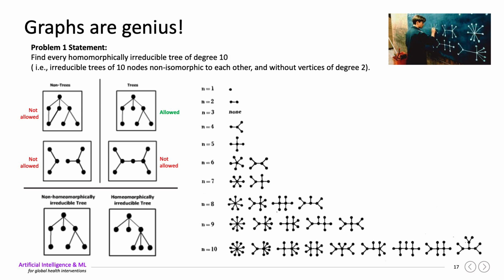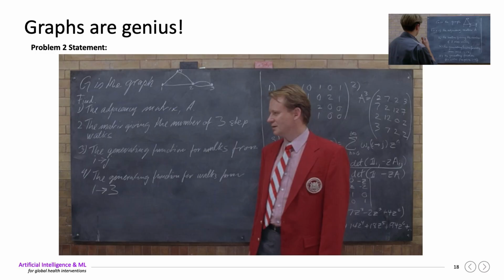And here is problem 2 in full. On the chalkboard, problem 2's statement reads, given a graph G, find the adjacency matrix A, find the matrix giving the number of 3-step walks, find the generating function for walks from point 1 to point J, and find the generating function for walks from point 1 to point 3. The worked chalkboard shows the adjacency matrix as a grid of zeros and ones, and A cubed computed as a matrix whose entries count 3-step walks.